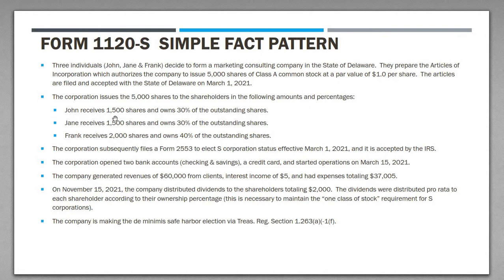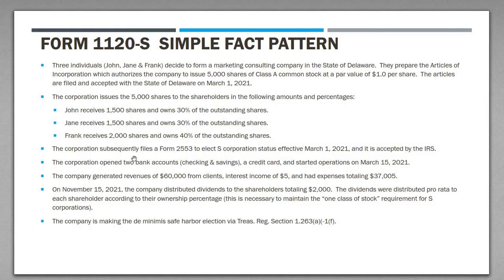So John pays $1 per share and he gets 1,500 shares of the Class A common, and he's ultimately going to own 30% of the outstanding shares. Jane receives the same amount, 1,500 shares, and owns 30% of the outstanding stock. And then Frank is going to be the largest shareholder here. He's going to own 2,000 shares, which is going to make up 40% of the company.